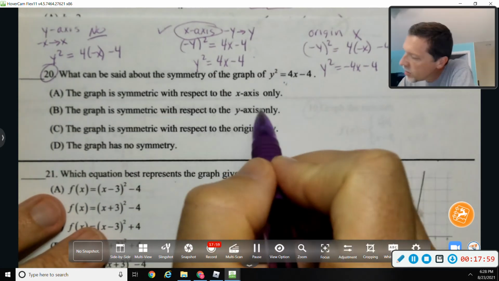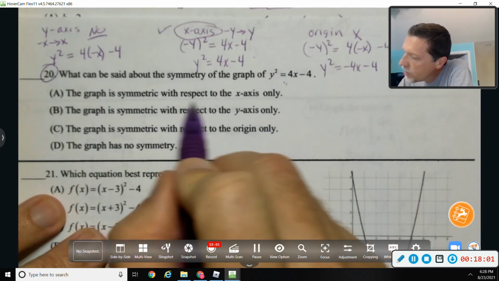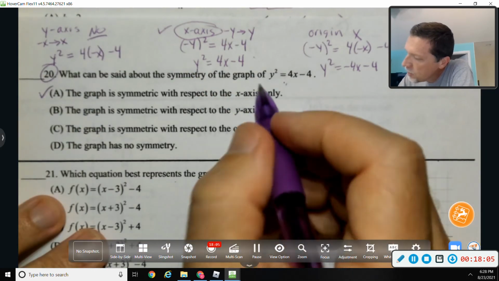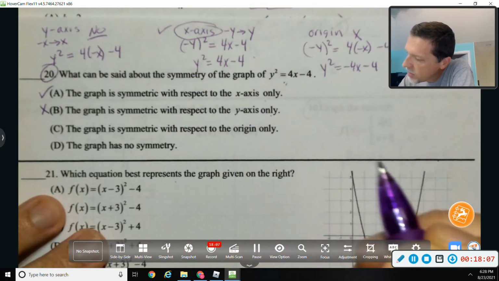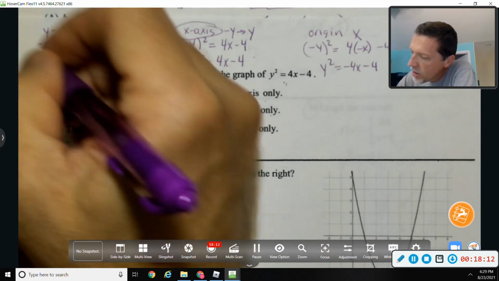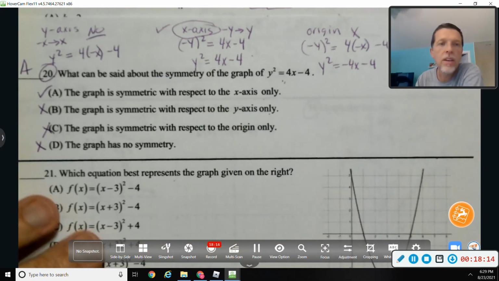Start looking at our answers. Graph is symmetric with respect to the x-axis only. Yes, I think that's it. No, it's not with y-axis. It's not with the origin. And it doesn't have any symmetry. No, that's not true. So answer choice is A.